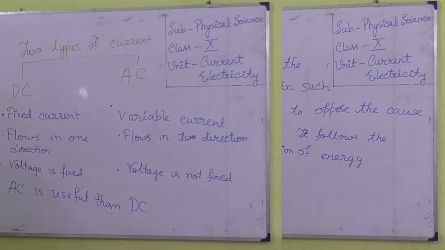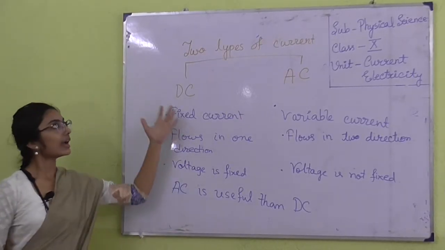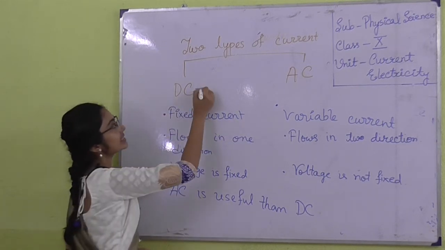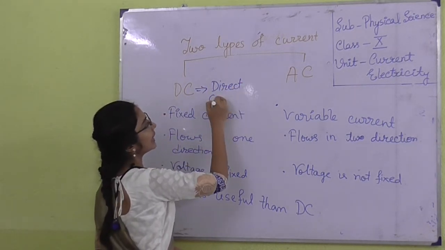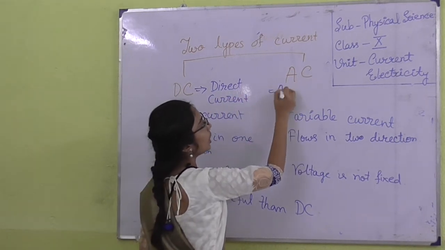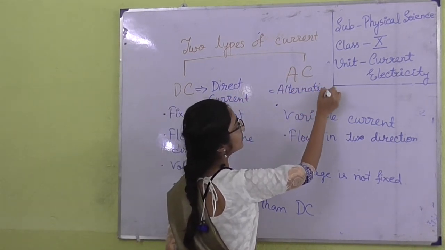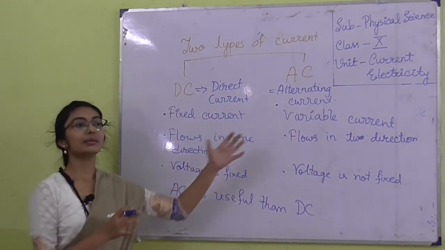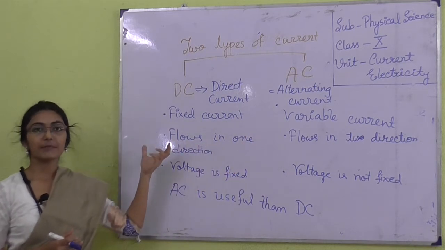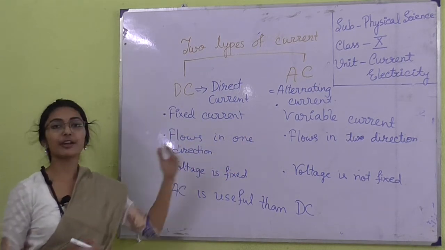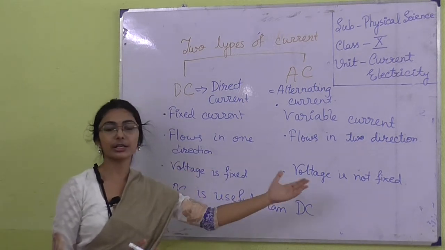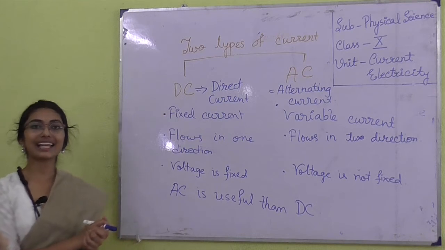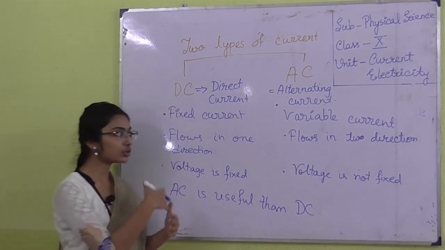Okay. Now, how many types of currents are there? There are two types of current: DC or direct current, and AC or alternating current. DC means direct current and AC means alternating current. We have seen that whenever the magnet was going toward the solenoid, the deflection of the galvanometer was to the right side. Whenever the magnet was going away from the solenoid, the deflection of the current produced was to the left side. So we can see the direction of current can be reversed, it can be in two directions.